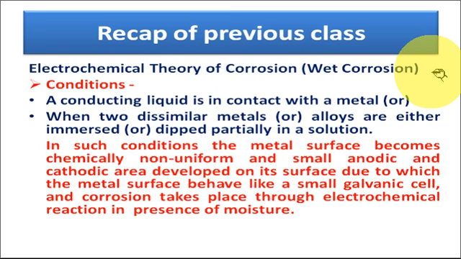We are studying unit 3, corrosion and its control, and in the previous class we started with the electrochemical theory of corrosion. We know that the explanation of corrosion is given by three types of theories: acid attack theory, chemical attack theory and the electrochemical theory. Out of these three, the electrochemical theory of corrosion, also known as wet corrosion, is the most widely accepted theory for explanation of corrosion.